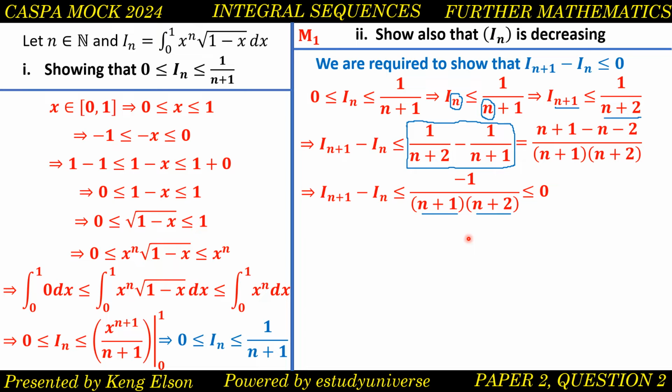Negative means that you are actually to the left of 0. Alright, so if you are less than or equal to 0, we can clearly conclude that I of n plus 1 minus I of n is less than or equal to 0. And if I of n plus 1 minus I of n is less than or equal to 0, then the sequence I of n is decreasing.